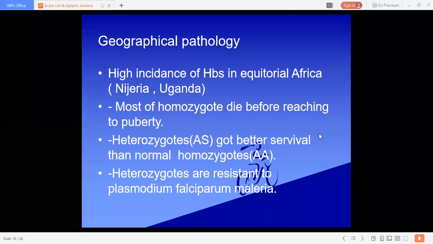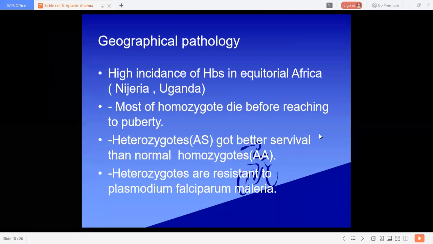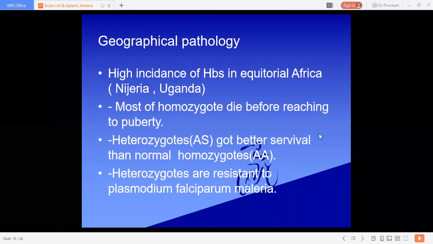Heterozygotes, that is AS, have better survival than the normal homozygotes, that is AA. Heterozygotes are resistant to Plasmodium falciparum malaria. These are the characteristics of homozygotes and heterozygotes. Homozygotes die before reaching puberty, but heterozygotes have better survival than the normal also, and they are resistant to Plasmodium falciparum malaria.